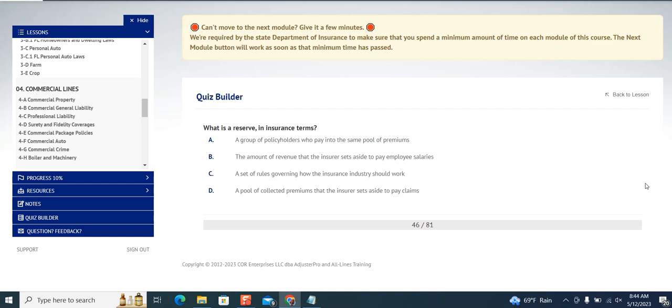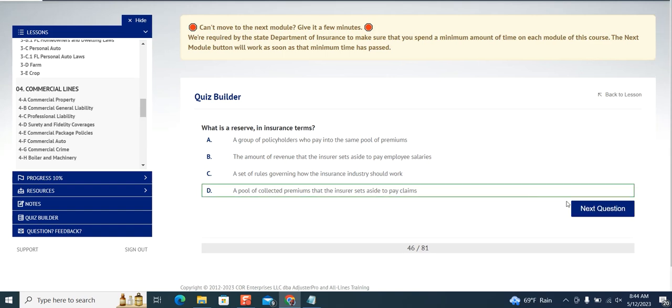What is a reserve? An insurance term. Oh, I have no idea. A reserve. To have something in a reserve. That's like a pool of money. Okay, a pool of collected premiums that the insurer set aside to pay claims.